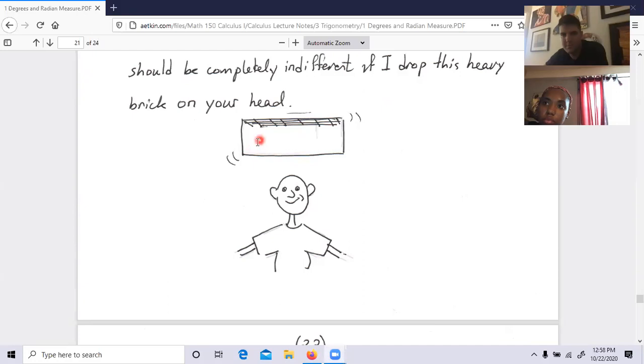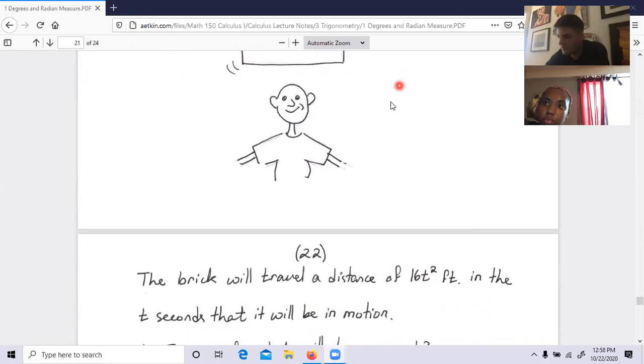You understand? If you do not care about root of 5, you should not mind if I pick a huge brick, hold it 5 feet over your head, and let it go. Now let me explain why. So the brick, in t seconds, will travel 16t squared feet. Okay?